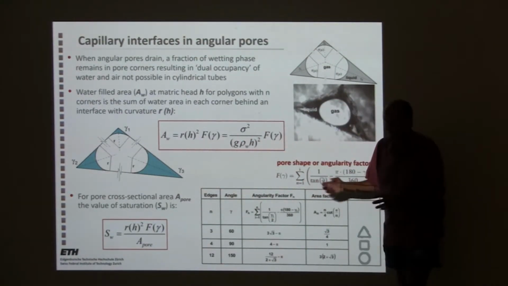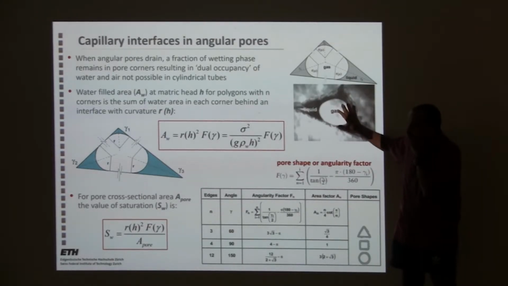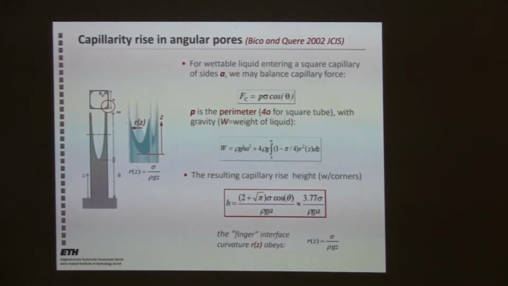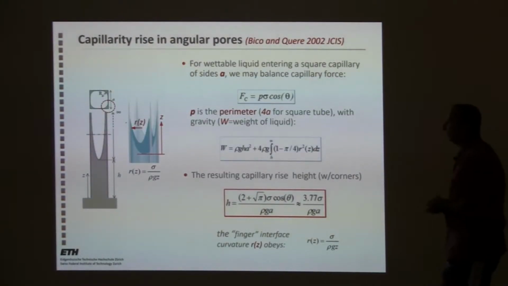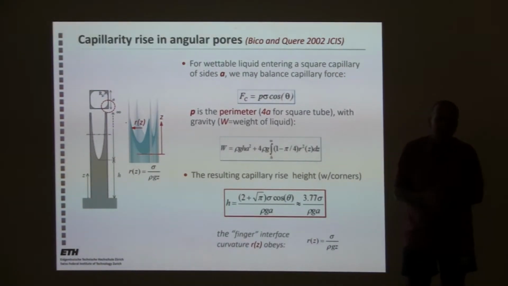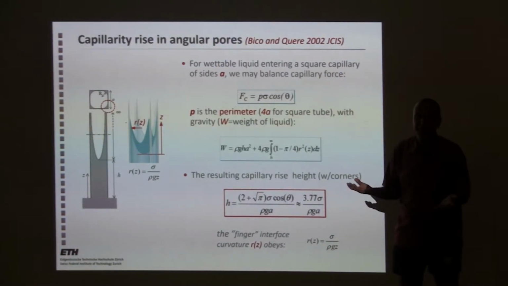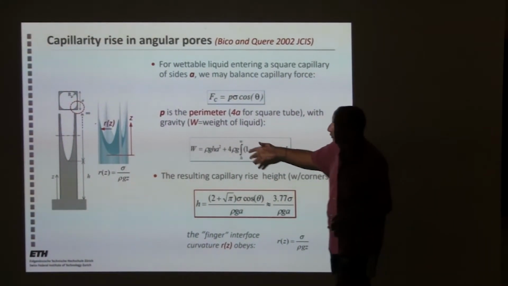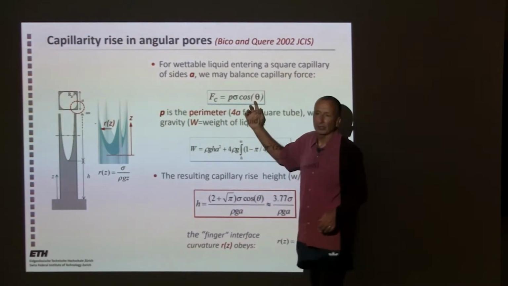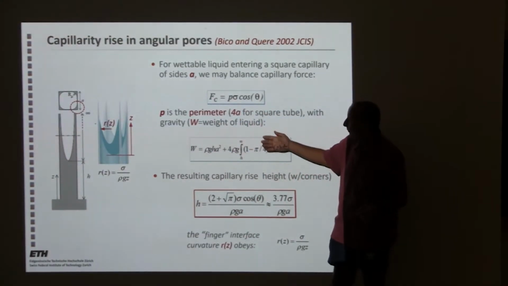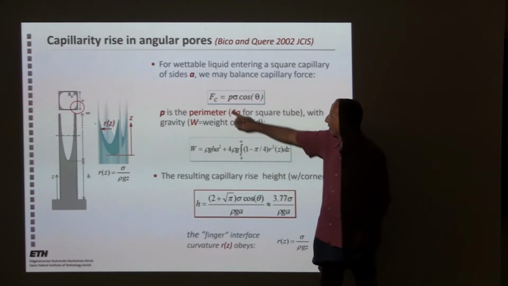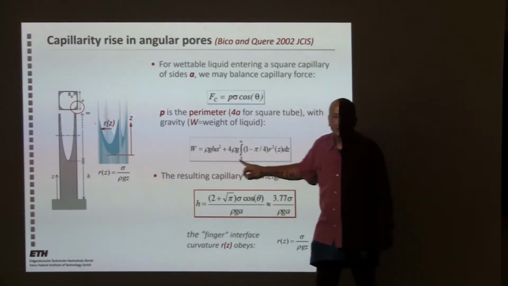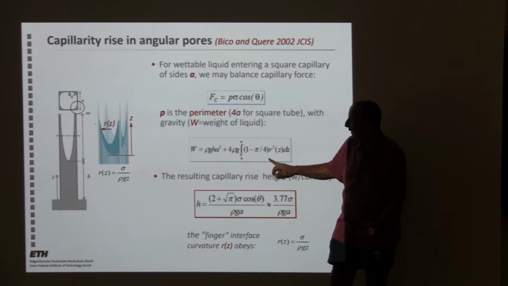And you basically have a way to express saturation of pores under different matric potentials. But I want to go back to the capillary rise and show some work of Bico and Quéré that was kind of surprising, that only in 2002 people have presented this, where basically they look at capillary rise in a square capillary by balancing the driving force, which is the perimeter times surface tension times the cosine of the contact angle, with the weight due to gravity in that capillary.